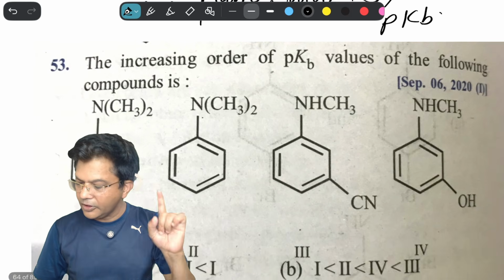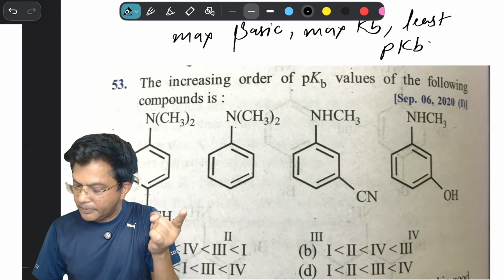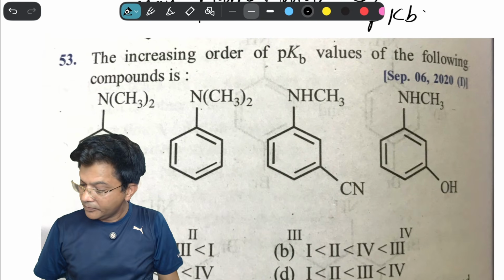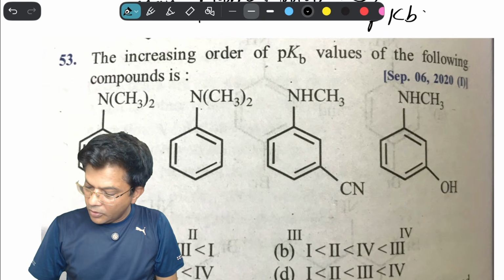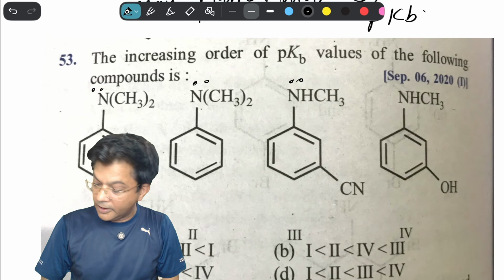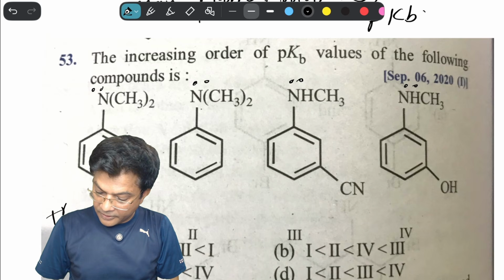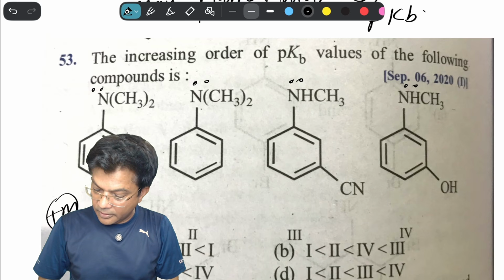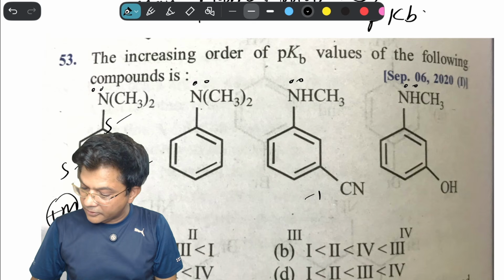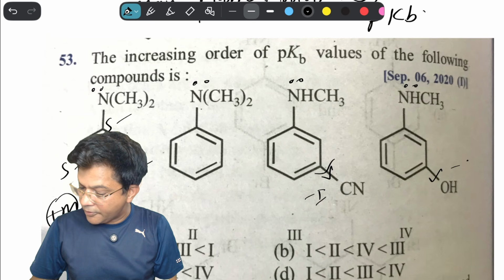Now, increasing order of pKb means least pKb means maximum basic. So find out who is maximum basic. Now see, kids. Lone pair delocalized, lone pair delocalized, lone pair delocalized. OCH3 is plus M, will give electron. Cyanide is minus I, will withdraw electron. OH is minus I, will withdraw electron.